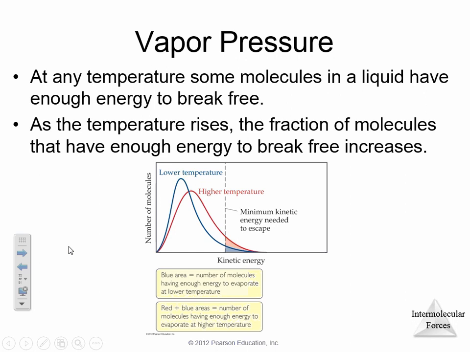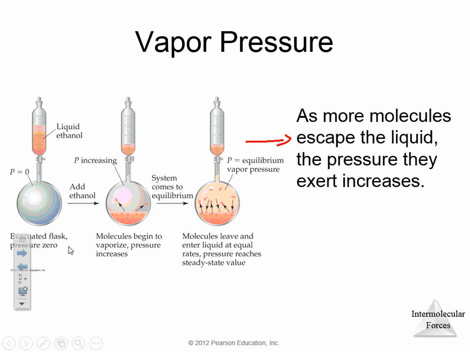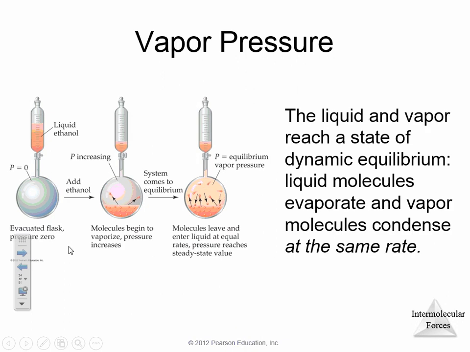Vapor pressure. We've talked about viscosity. We've talked about surface tension. Next thing affected by intermolecular forces is vapor pressure. Now, what does vapor pressure affect? As more molecules escape the liquid, the pressure increases. What does vapor pressure affect within a liquid, though?